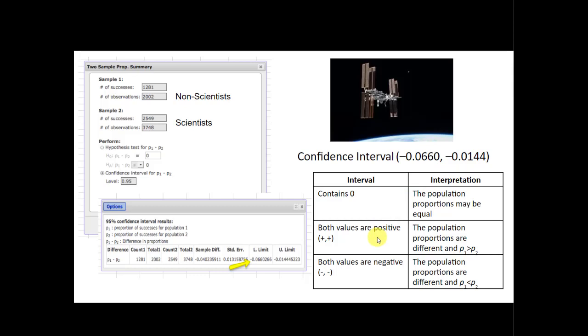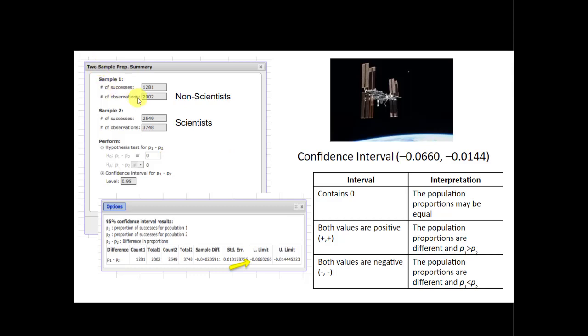Both of the values are negative, so they can't be positive, so that's out. This says both of the values are negative. That means that the population proportions are different. The proportion of people that are non-scientists that believe that the space station is a good idea is less than the proportion of the population that are scientists that believe the space station is a good idea.